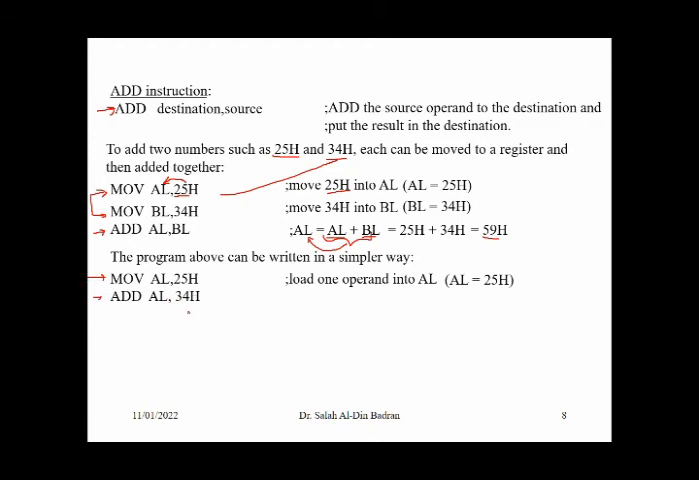So in this source operand, you can write a number only. And this one is already saved with this number. So the result of the addition is the same as the previous simple assembly program.